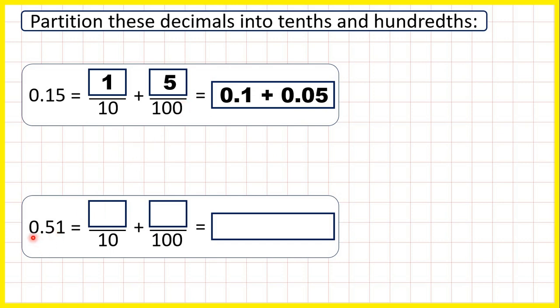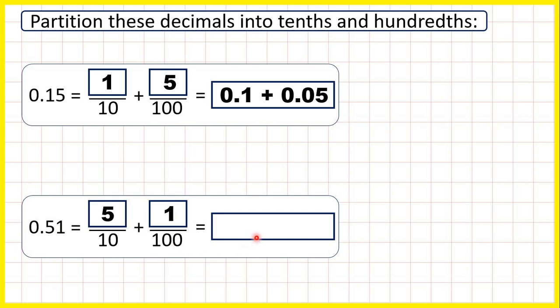Now we have 0.51. The first digit is the tenths digit, so that's 5/10. And the second digit after the decimal point is the hundredths digit, so that's 1/100th.